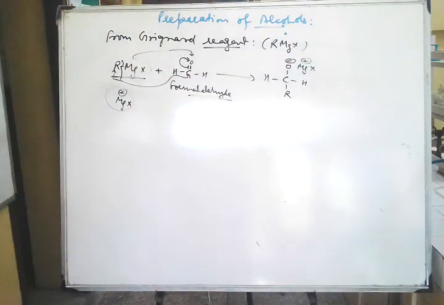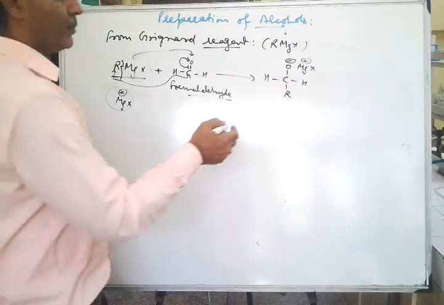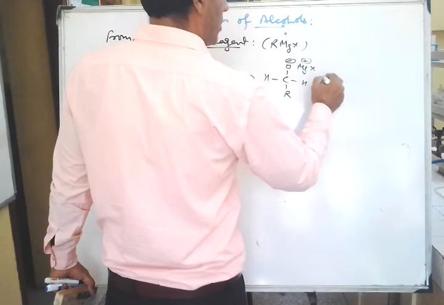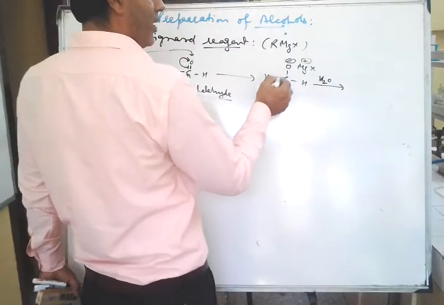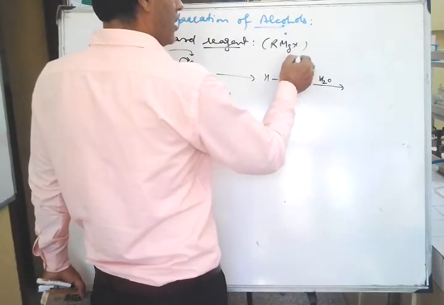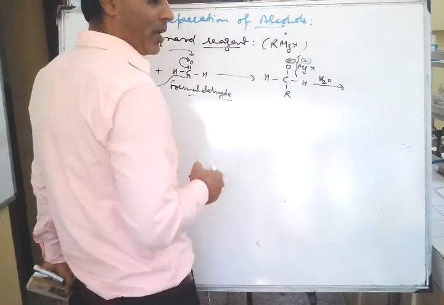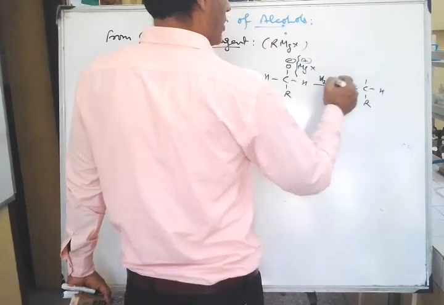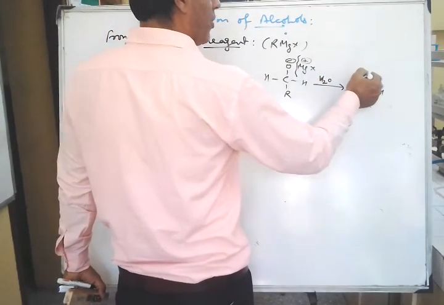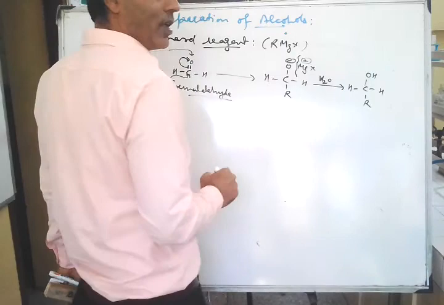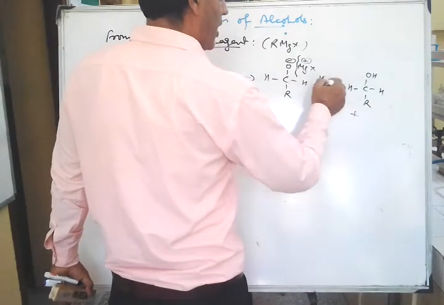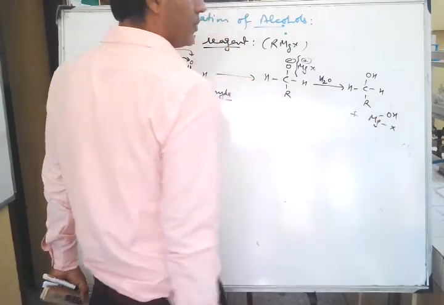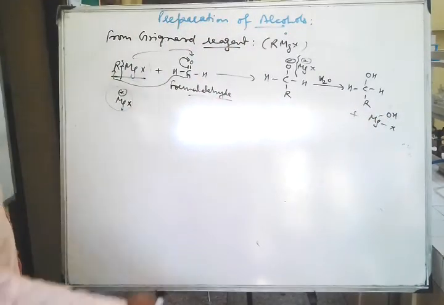Right? In the next step, we will use water. This is H2O. And when water is used, this ionic bond will break. And then you can write it like this. Then the H plus ion from water will get bonded with the oxygen atom, and then alcohol is formed. And the OH negative ion from water will get bonded to this magnesium atom. So the side product formed is this.